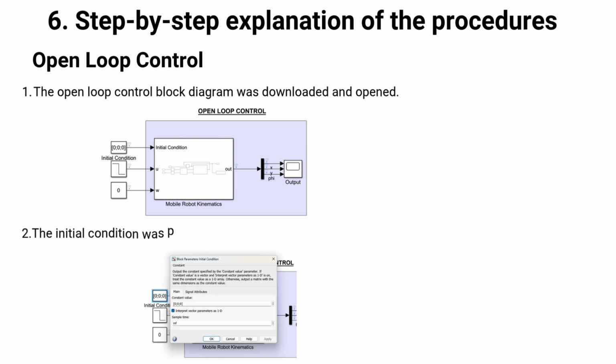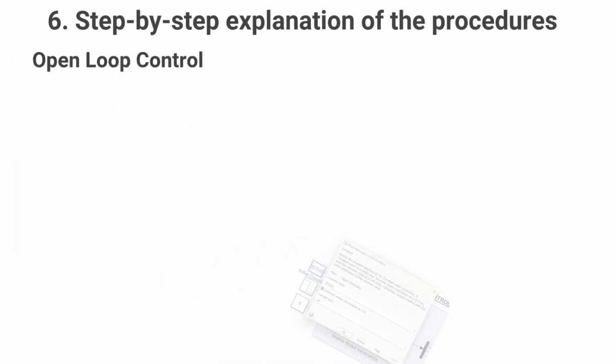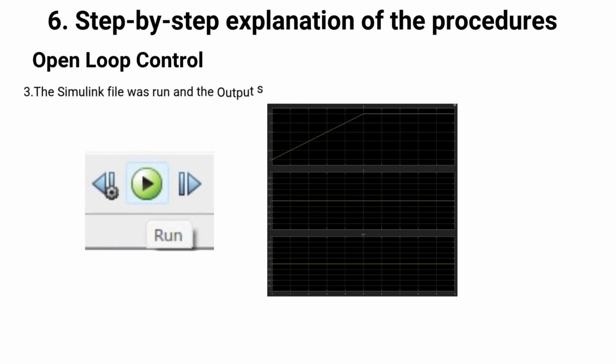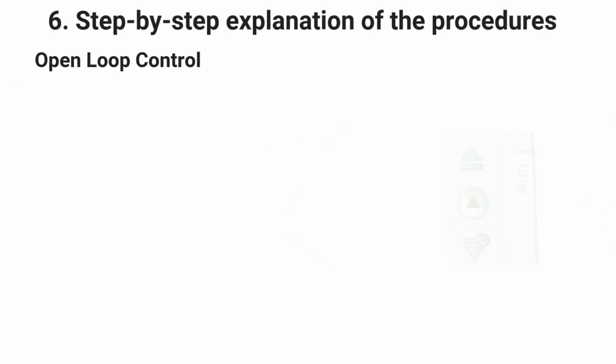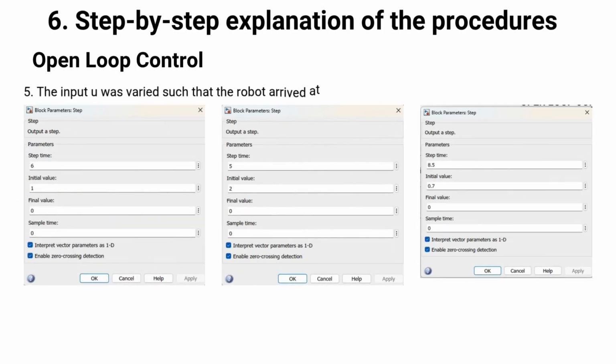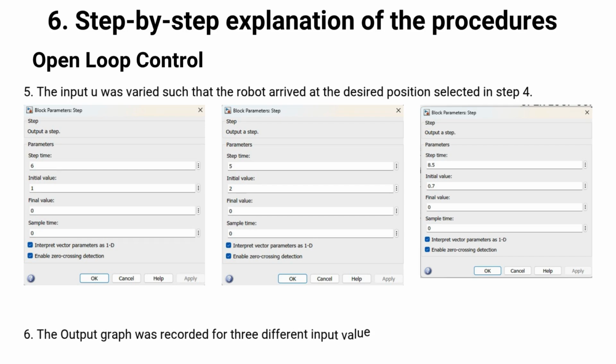Step-by-step explanation of the procedure. For the first one, open loop control. The open loop control block diagram was downloaded and opened, and the initial condition was preset at x equal to 0, y equal to 0, and v equal to 0. The Simulink file was run and the output scope was observed. The desired final position was selected, which is x equal to 6 and y equal to 0. The input U was varied such that the robot arrived at the desired position, and lastly, the output graph was observed and recorded.